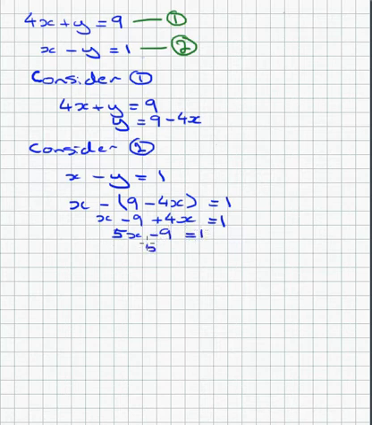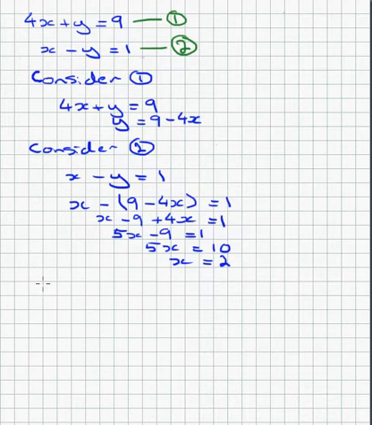Adding 9 to both sides will give us 5x equals 10. And finally, dividing both sides by 5 gives us x equals 2. Great. We have our first coordinate. That's x equals 2. So it's just a matter of choice about which equation we use to substitute x equals 2 back into to get our value for y. And since equation 2 is simpler, we'll use that one.